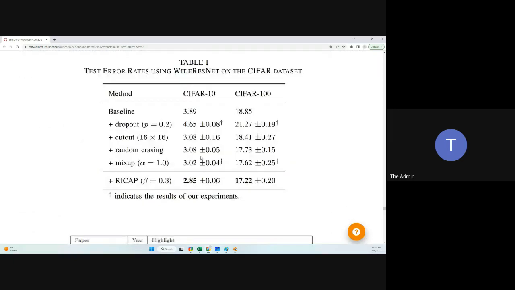And here you can see the comparison. We have dropout, then cutout, random erasing, mix-up, and then recap. Okay, now let's look at cutout. Cutout goes to 3.08 plus minus 0.16. For CIFAR-100 it goes to 18.41 plus minus 0.27. Now let's look at recap, the one we just saw, or the mix-up. Mix-up is very close, 3.02 compared to 3.08. And then we have 18.41 and 17.62 and then 17.22. The amount of effort required to get recap and mix-up is not worth the change in the accuracy. We're talking about the top 3% error going to 3.28%. So unless you are applying for a competition, it does not make sense.